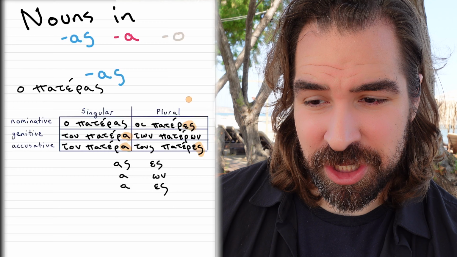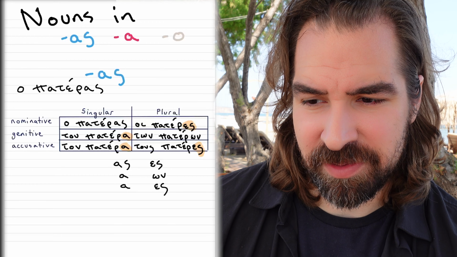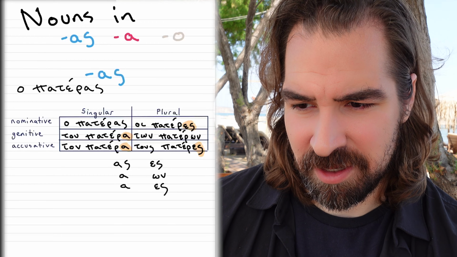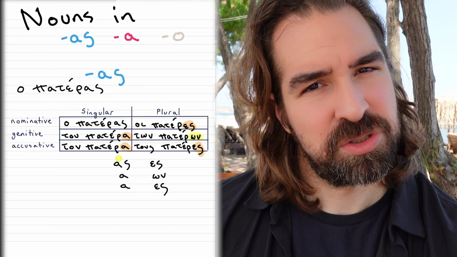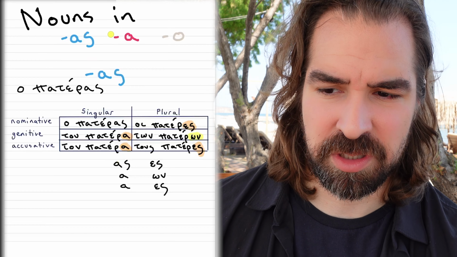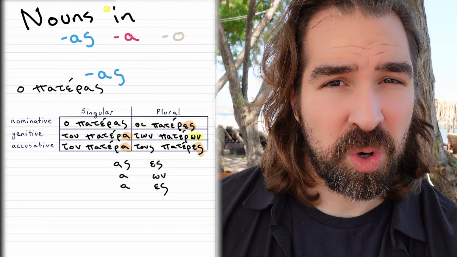And finally, in the genitive, we have that very characteristic ending of the genitive plural, which is -on. So that's a word like ο πατέρας. Let me show you one more. The word ο άνδρας, which means man, looks like this.